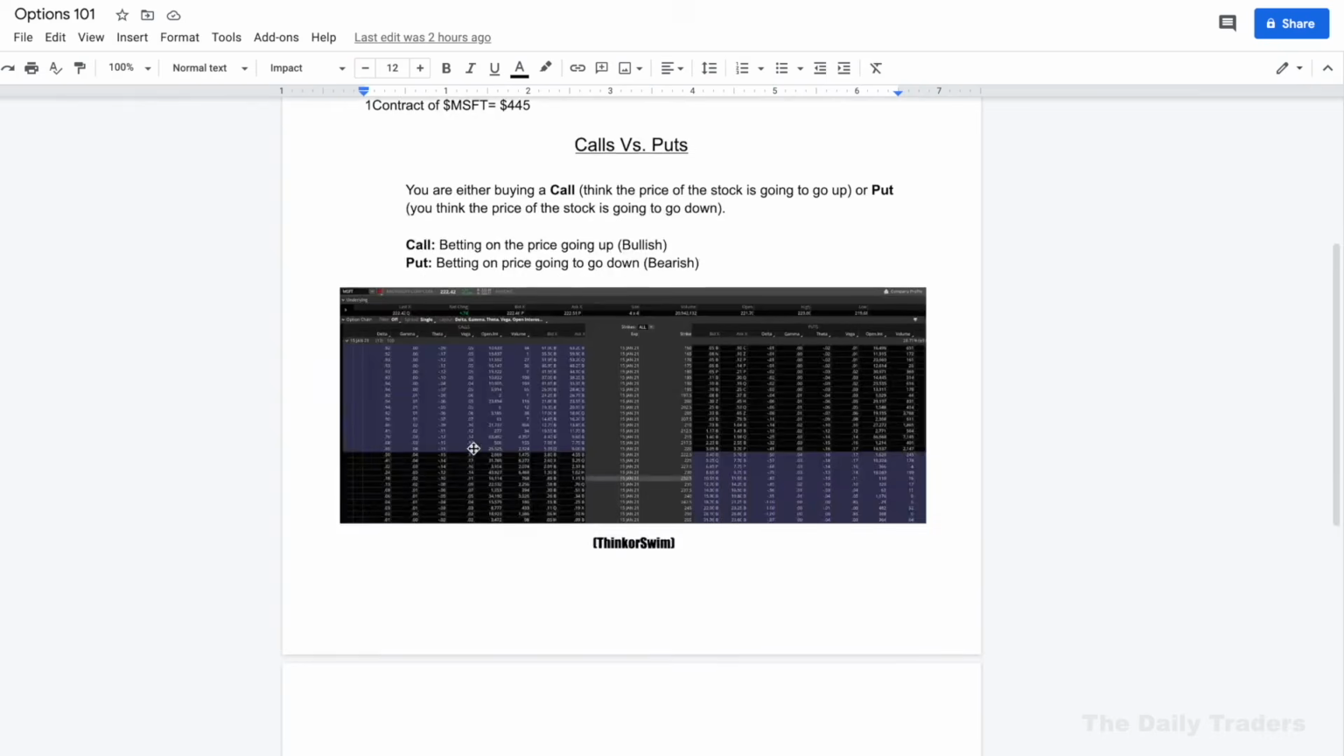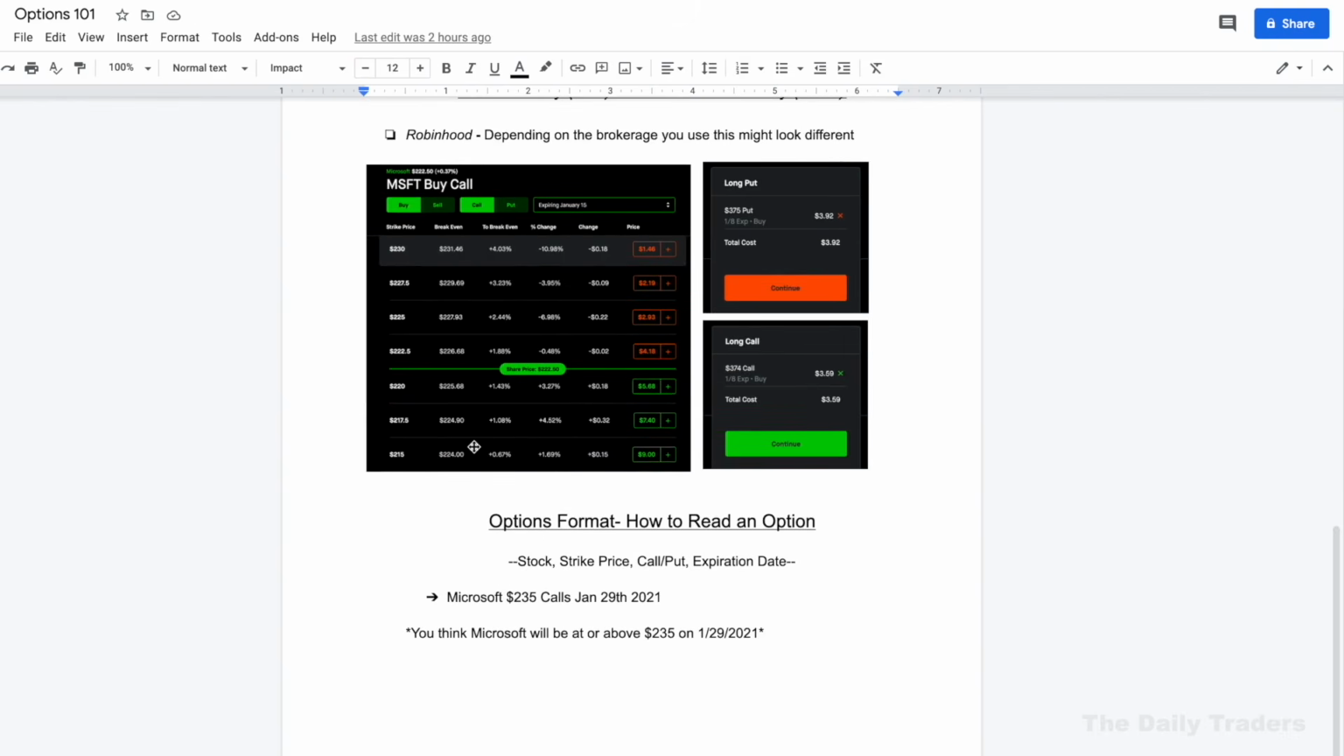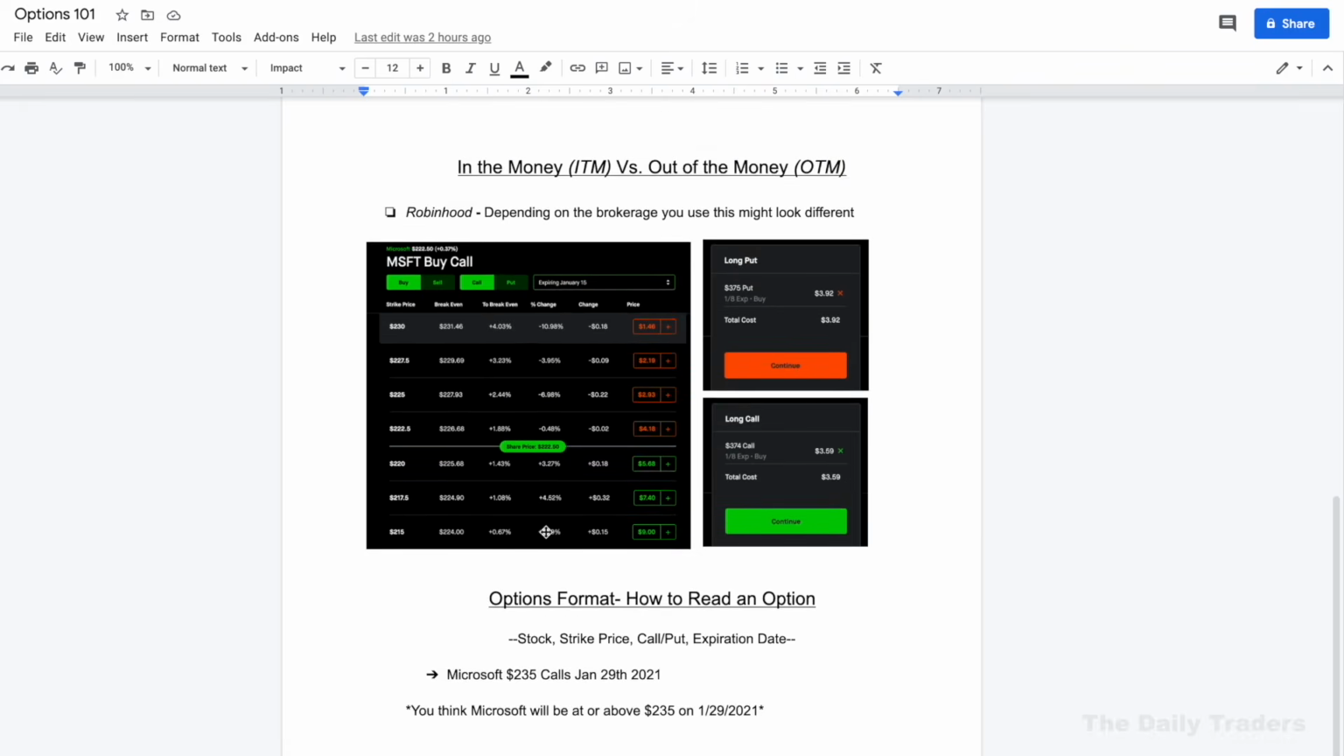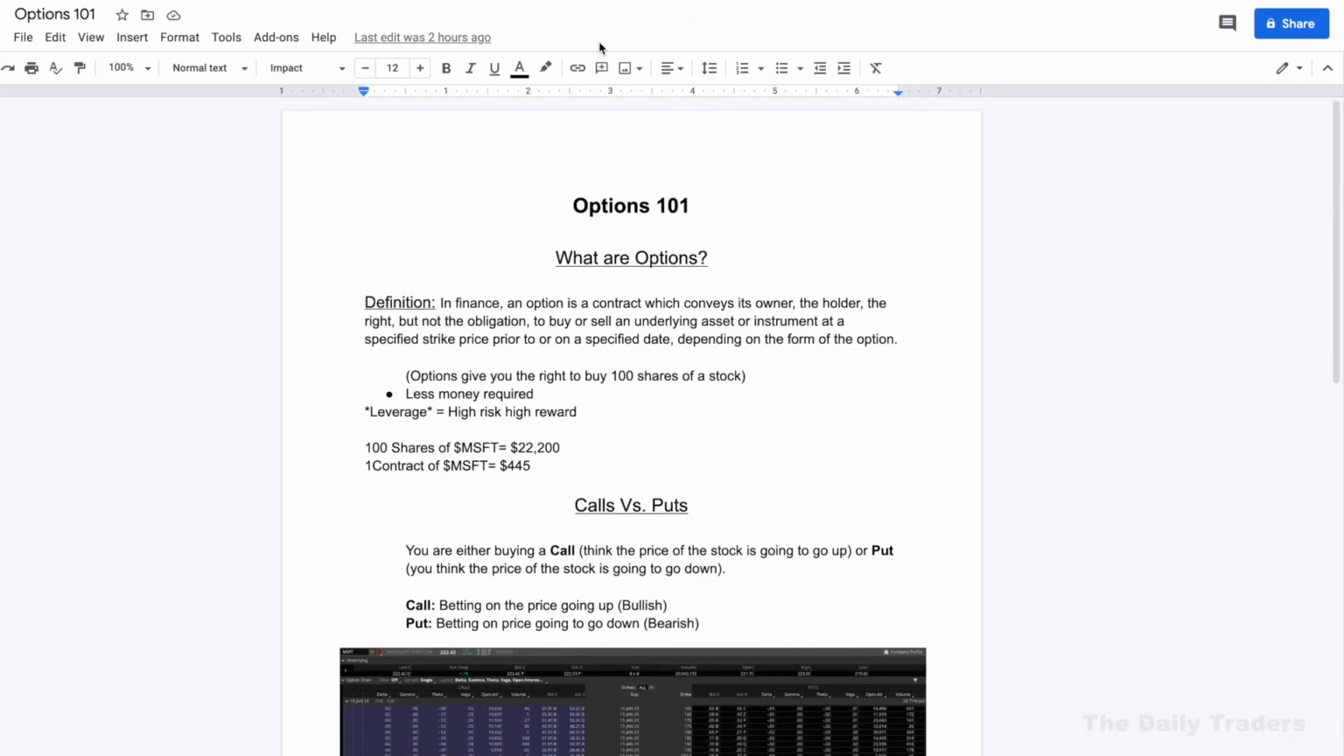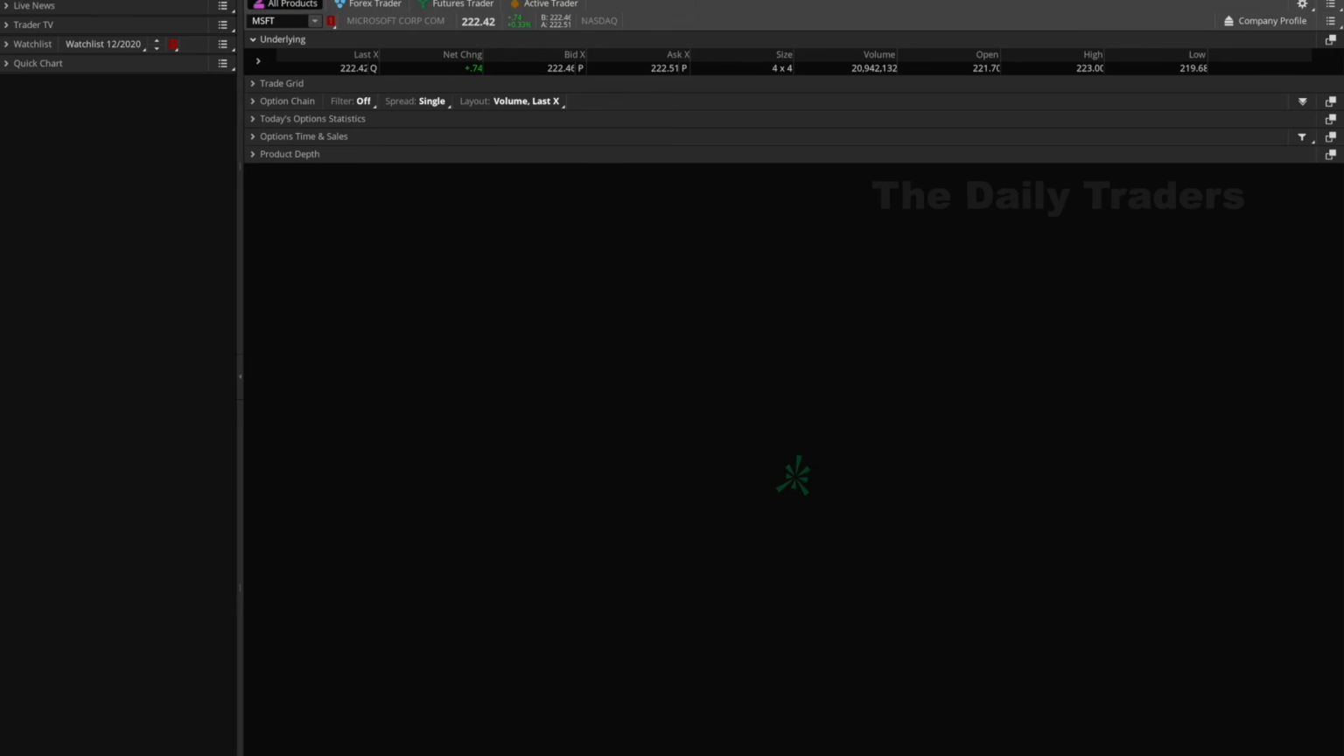Okay, so that is the very basics of options. What are options, calls versus puts, how you actually read an option, how it's formatted, and then in the money versus out of the money. Now I'm gonna go ahead and hop in TD Ameritrade and show you exactly how to buy an option. All right, let's dive into how you actually go about buying these options.